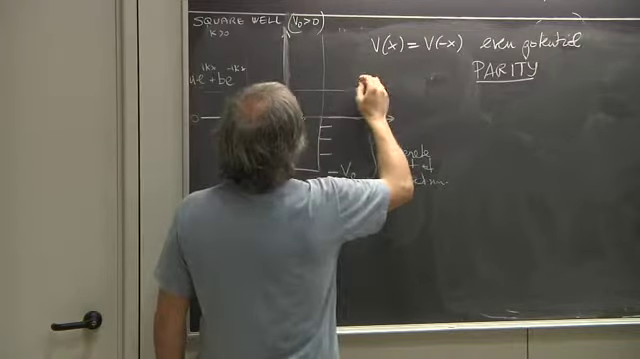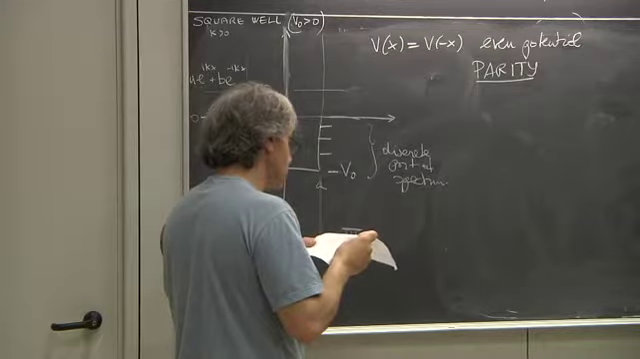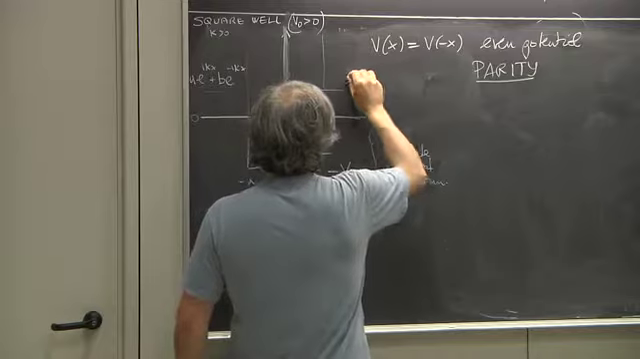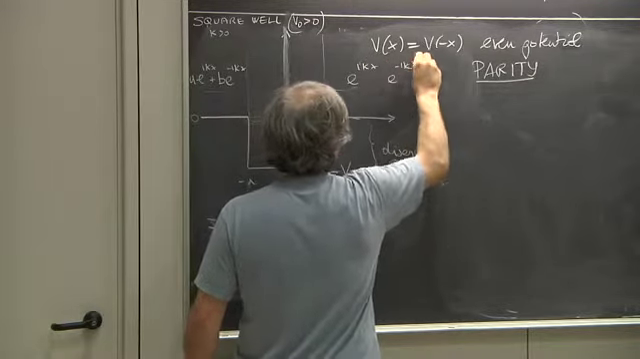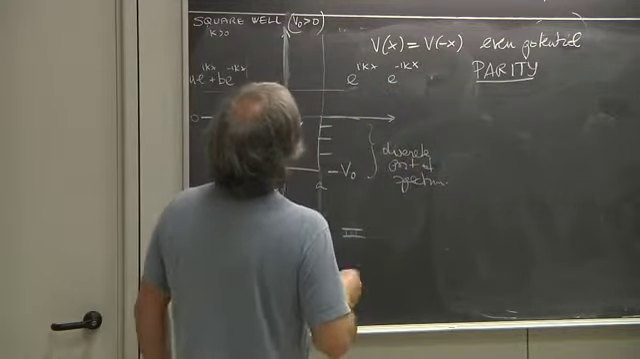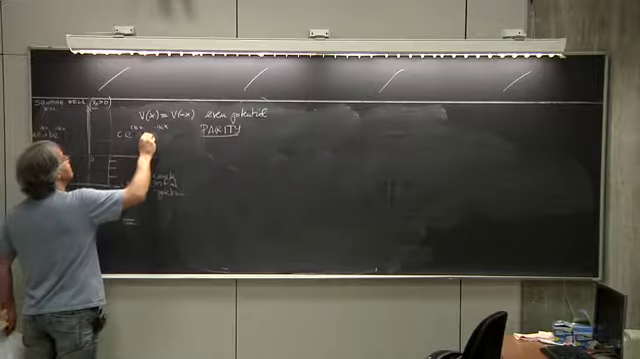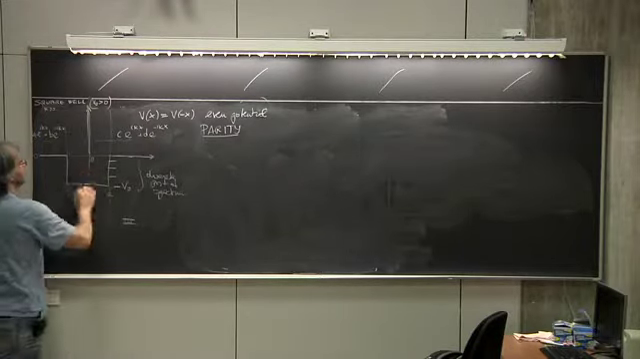Okay? What about the function here? You have two solutions, e to the ikx and e to the minus ikx. Two possible things, C plus D. Okay? What about the solutions here?